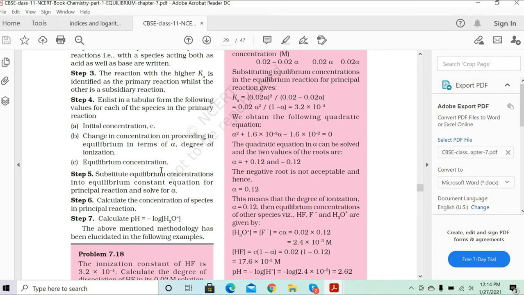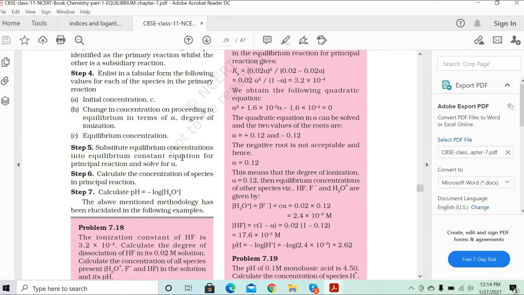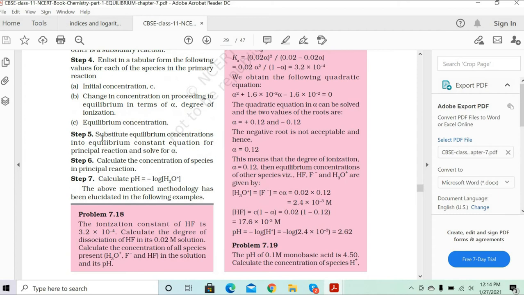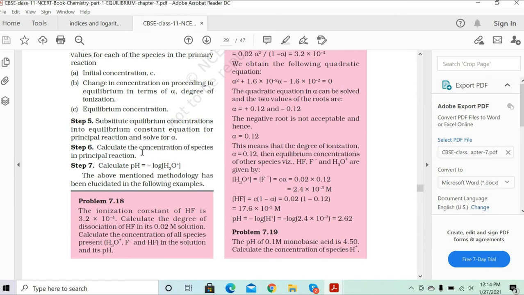Fourth one, enlist in tabular form the following values for each of the species in the primary reaction. First is the initial concentration, then the change in concentration proceeding to the equilibrium in terms of alpha, the degree of ionization. So just like how we did the previous example, we need to first identify which will be the primary reaction, and second we have to note the degree of ionization, that is alpha. Okay, so at the equilibrium what will be the concentration of each of the ions. Now substitute the equilibrium concentrations in the equilibrium constant equation for the principal reaction and solve for alpha. So calculate the concentration of species in the principal reaction, and once you calculate the concentration, after that you can apply the formula pH is equal to minus log of H3O plus ions.